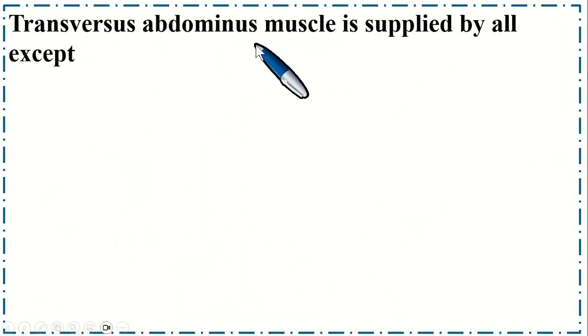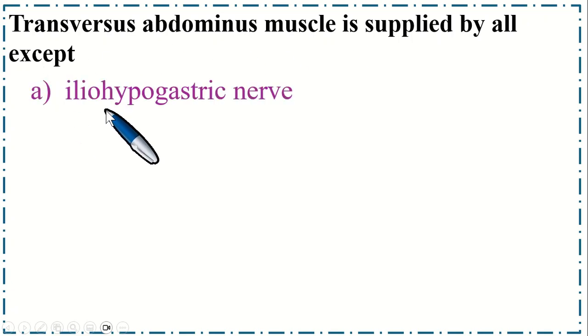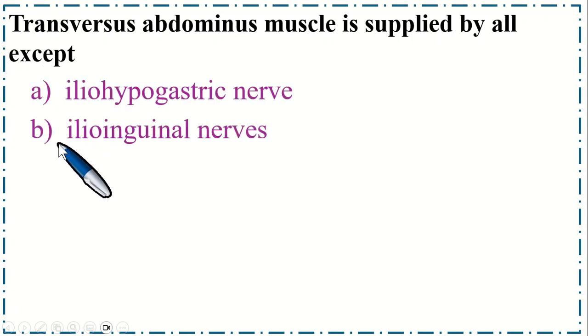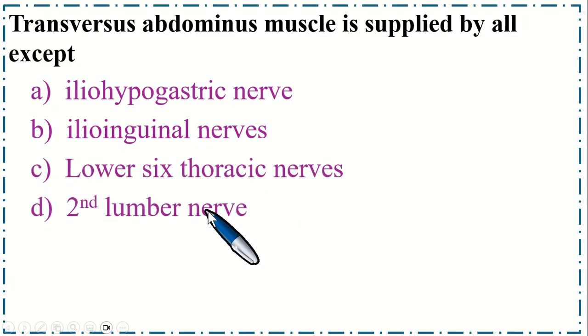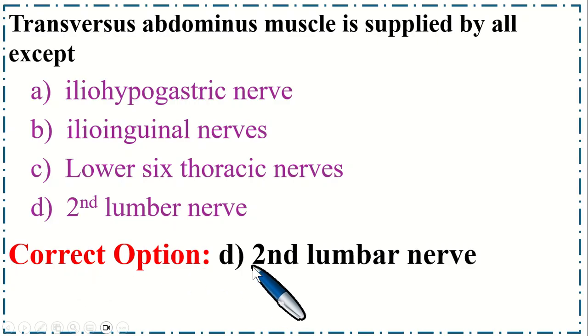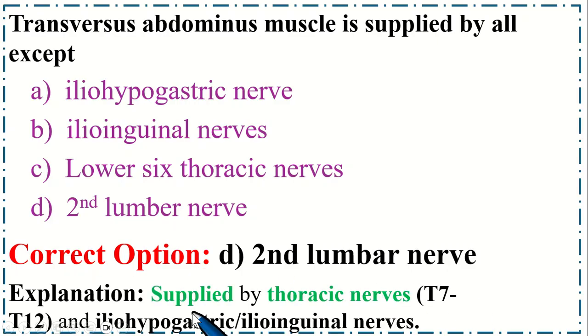Transversus abdominis muscle is supplied by all except option A, iliohypogastric nerve, B, ilioinguinal nerve, C, lower 6 thoracic nerve, and option D, second lumbar nerve. So the correct option is D, second lumbar nerve. It is supplied by thoracic nerves T7 to T12 and the iliohypogastric and ilioinguinal nerves.